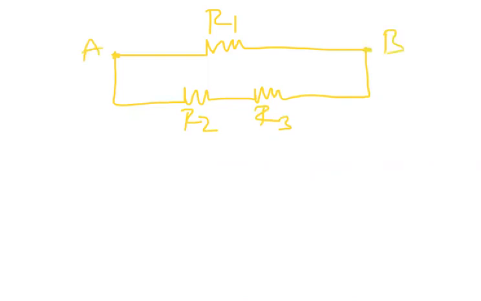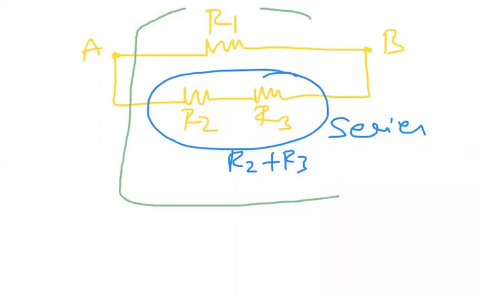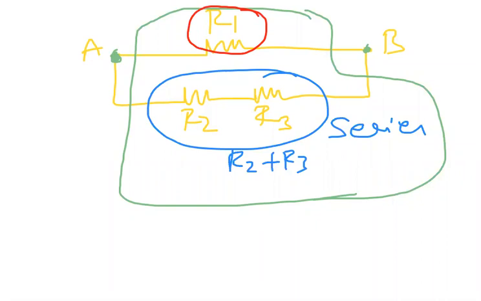So A and B. Now, how are R2 and R3 connected? R2 and R3 are connected in series. Series combination means R2 plus R3. Now if you observe R2 plus R3 and R1, this total combination, how is it? This R1 is between A and B. R2 and R3 are also between A and B. So what I can conclude here is that R1 and this combination R2 plus R3 are both between A and B.